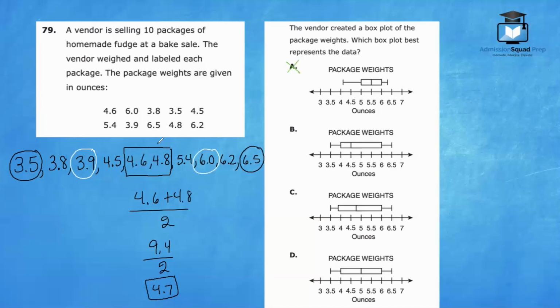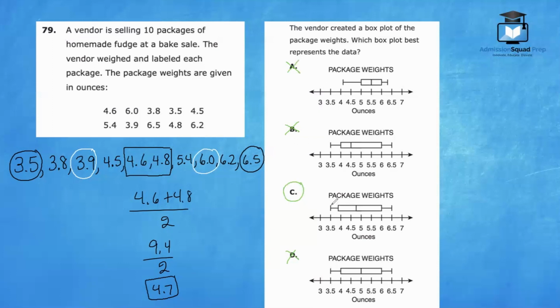We went ahead and found the median of the entire data set by adding 4.6 plus 4.8 and dividing that sum by 2. We got 4.7. So we're looking for the vertical line in the middle of the box to be positioned at 4.7. For answer choice B, it's located at 4.5, so that is incorrect. For answer choice C, it is positioned at 4.7, so that looks like a potential answer. For answer choice D, the median is positioned at 5, so that's definitely incorrect. So by process of elimination, we're able to see that C is the correct answer.